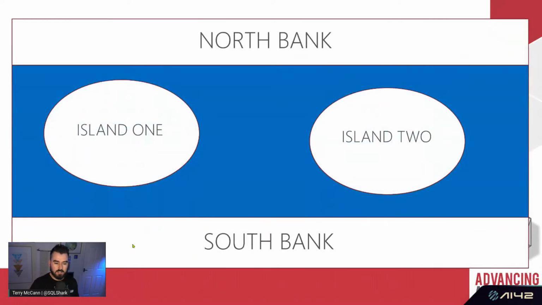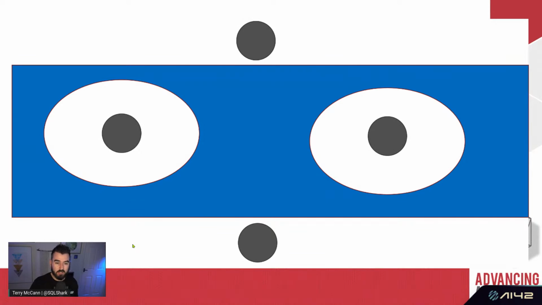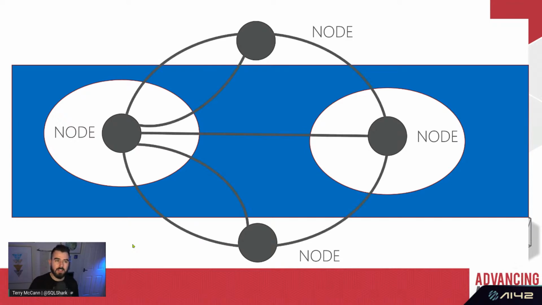So what he did was take this problem, right? You've got a north bank, a south bank, and 2 islands. And he broke those down into what he referred to as nodes and vertices. So each landmass became a node. And we had a number of interconnections, which were the vertices, or what we typically call in graph-based processing, edges.